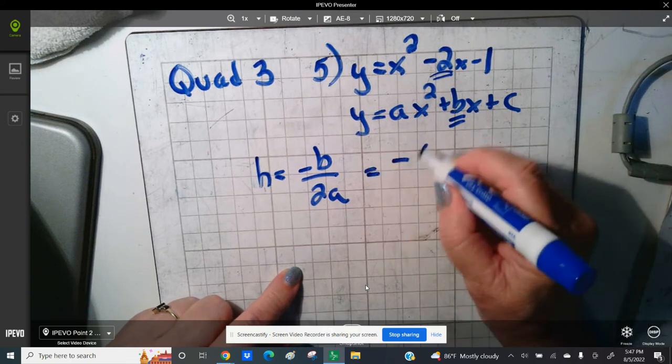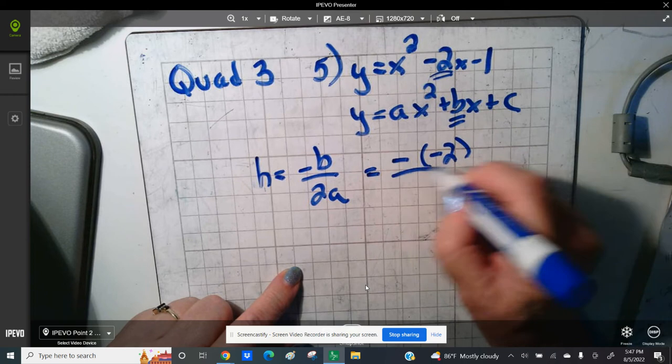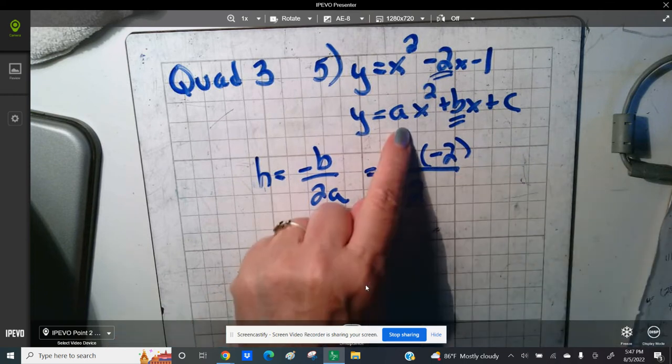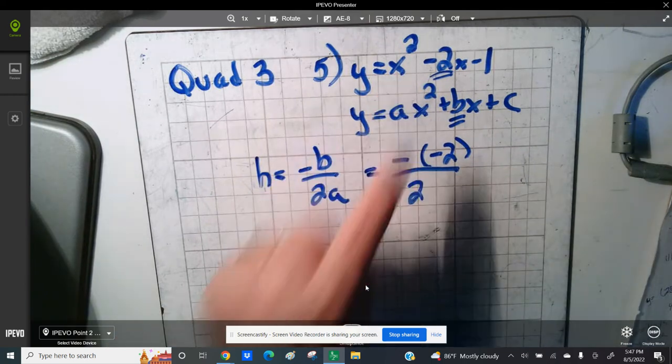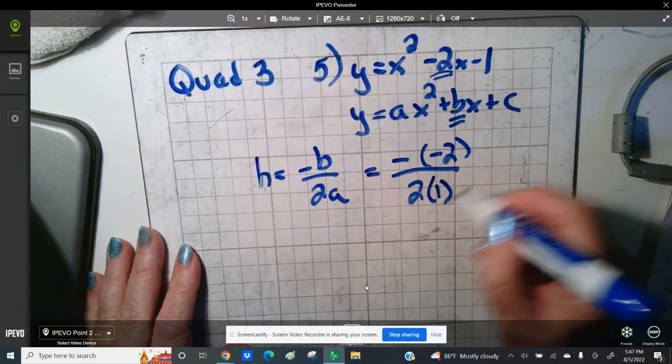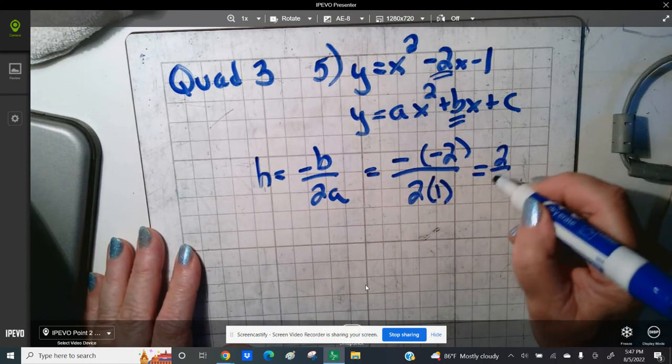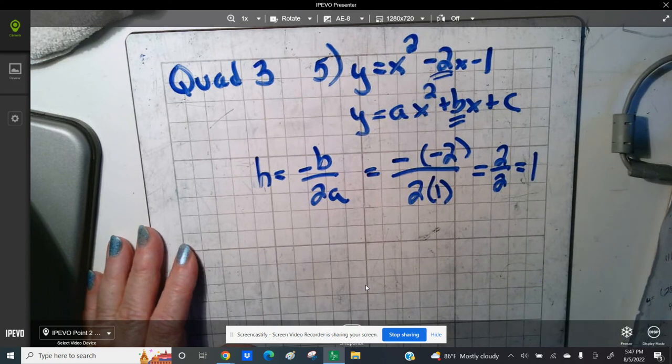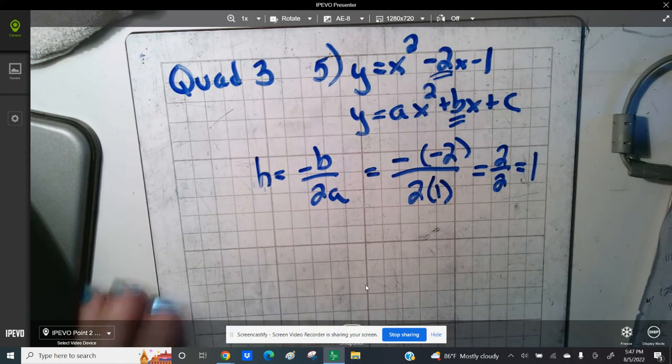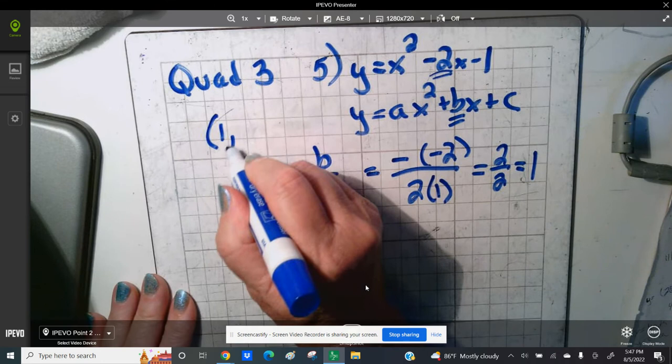So this is going to be minus (minus 2) all over 2 times, and my a value is what's in front of the x squared, so that's just simply 1. So this becomes 2 over 2, which is simply 1. So now I know the x value of my vertex is 1.